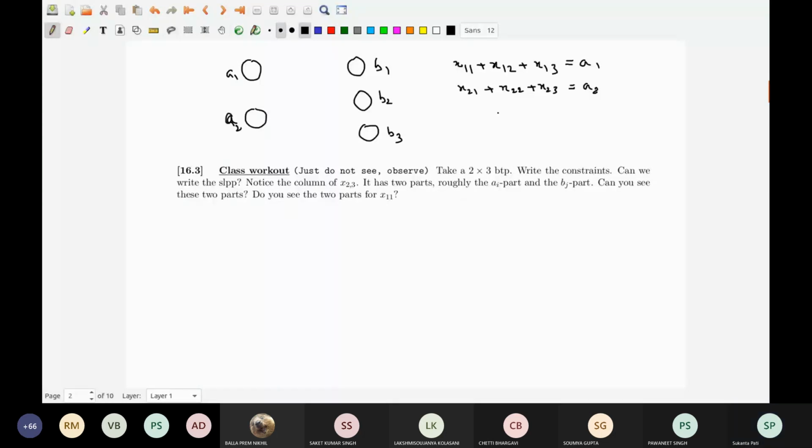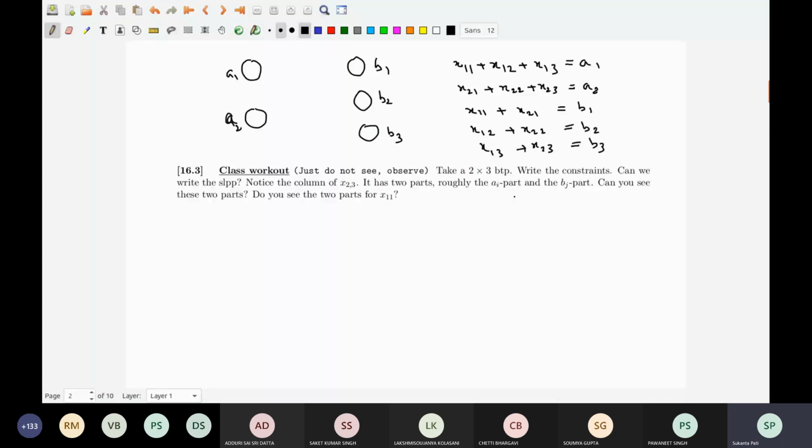Then sink 1: whatever it is receiving from source 1 plus whatever it is receiving from source 2 must be the total demand. Then sink 2: whatever it is receiving from source 1 and from source 2 must be the total demand. And similarly, x13 plus x23 equal to B3. Okay, so that is fine, no problem.